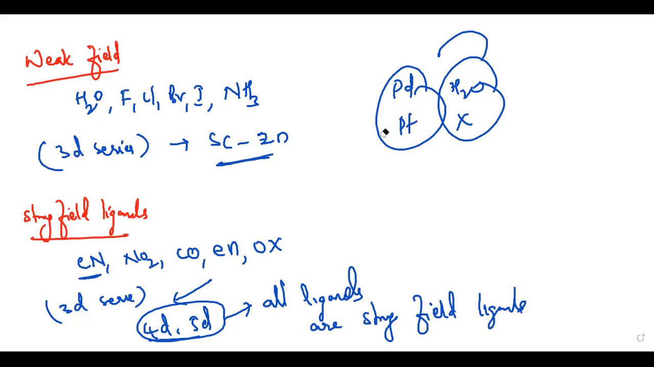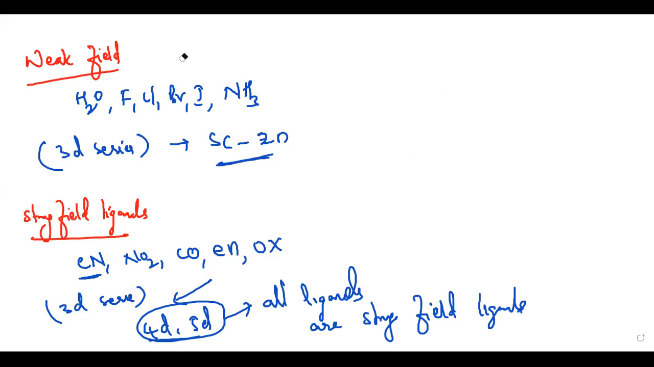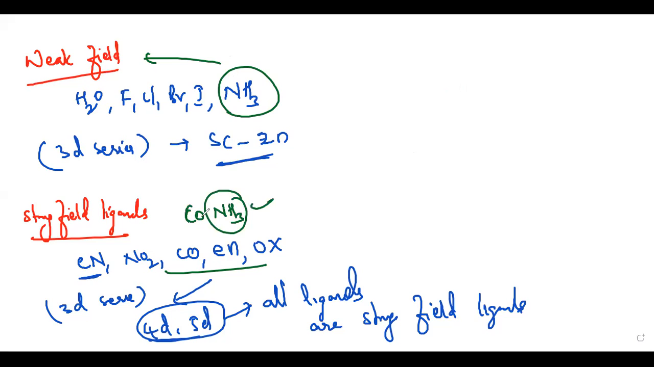And now there is also an exception. That exception I already told you just now. Only NH3, actually it is a weak field ligand, but in case of the 3D series it behaves as a strong field ligand when it binds at copper, when it binds at cobalt. That is one exception. Remember this.